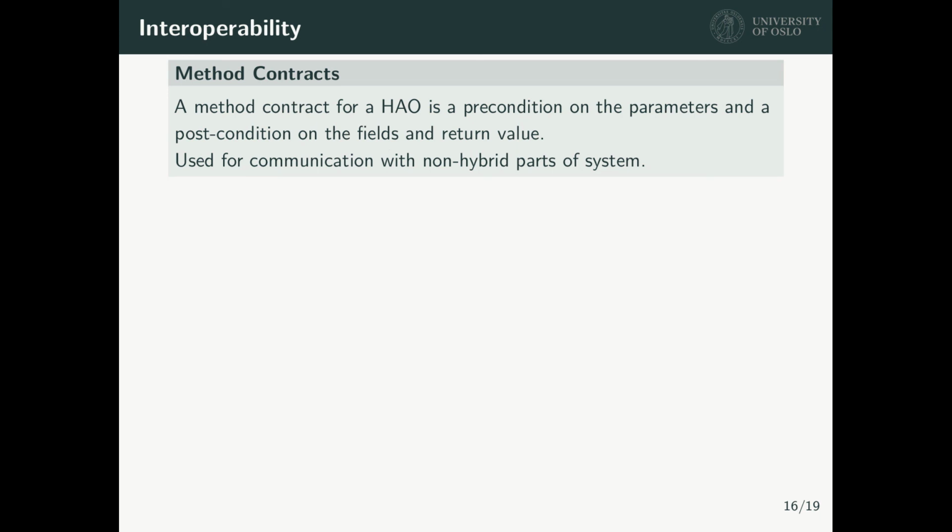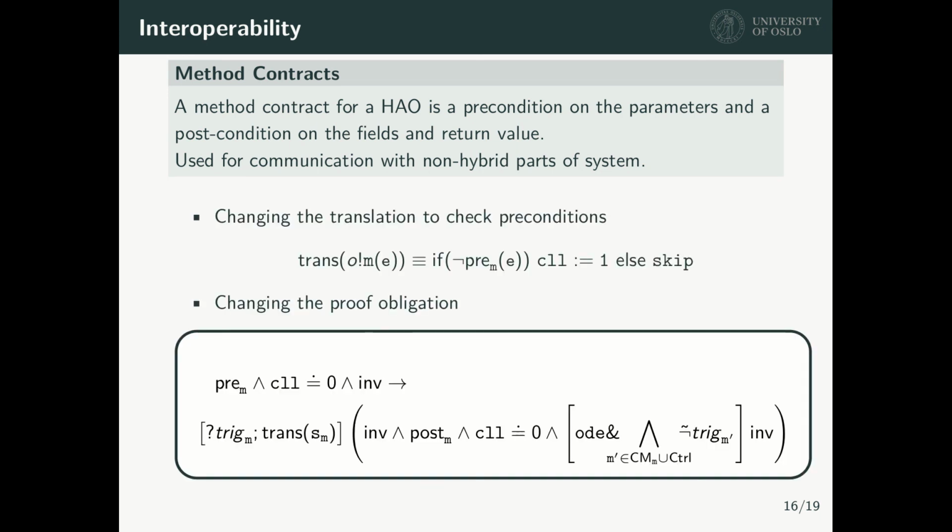So we can use, for example, a verified cloud system in normal ABS and IoT devices verified with hybrid ABS, and verify the overall system using this method contract. You need to change two small things. You need to translate method calls now as a check, where you check whether the precondition holds of the called method, and if it does not hold, you set a certain flag, and otherwise you do not set anything.